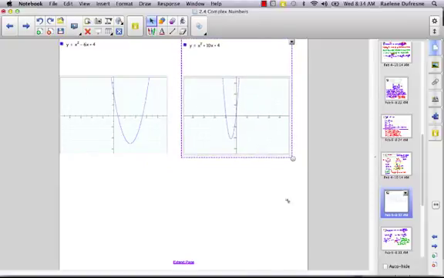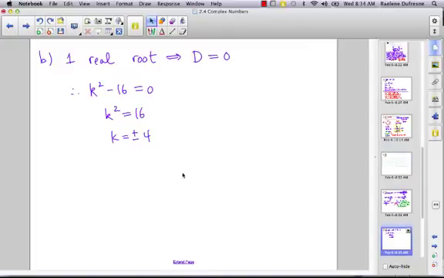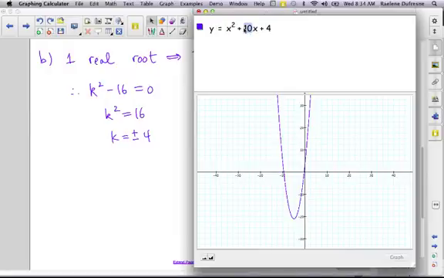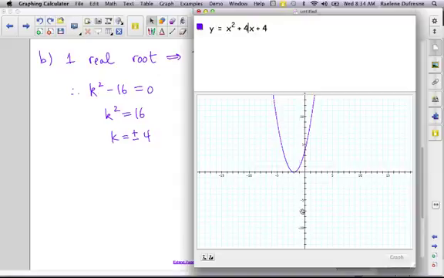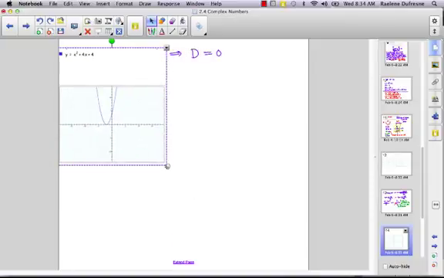And then let's come ahead and we find that when k is equal to plus or minus 4, we end up getting 1 real root. So let's take a look at when k is +4, 1 real root, and sure enough, the vertex lies on the x-axis. I'm going to do that again. I don't want that thing in the bottom. And I'll make these pictures quite small and put them on the same page.